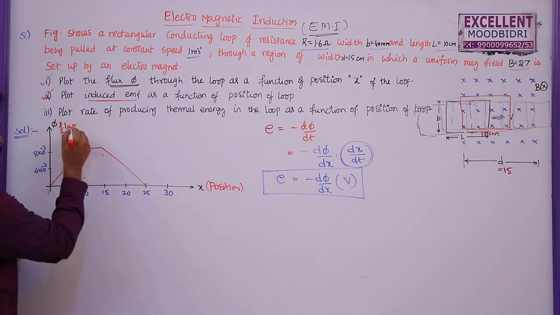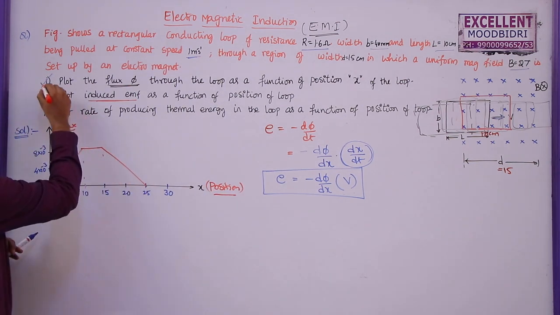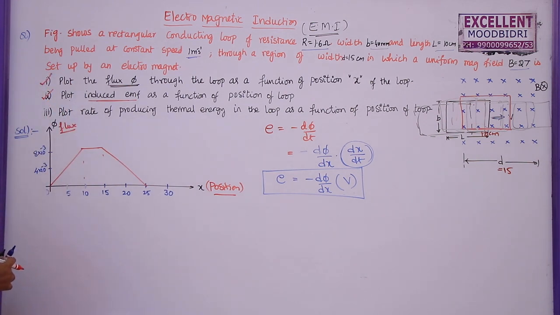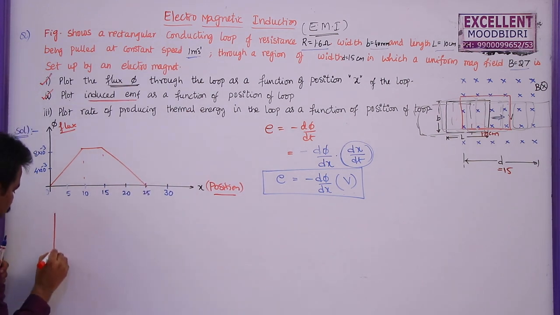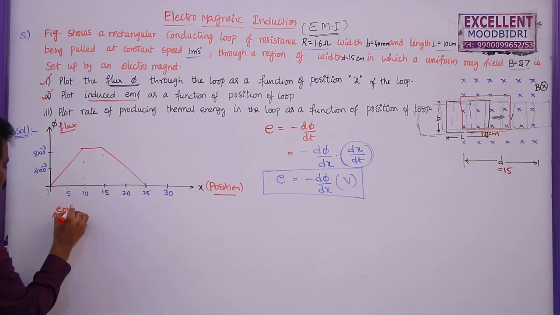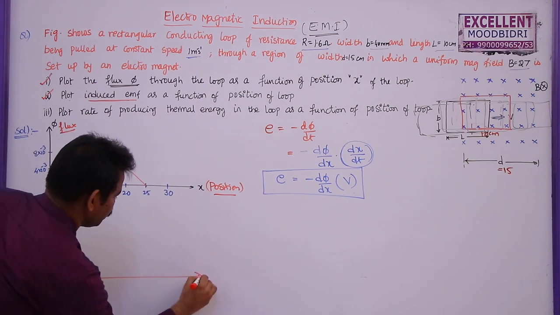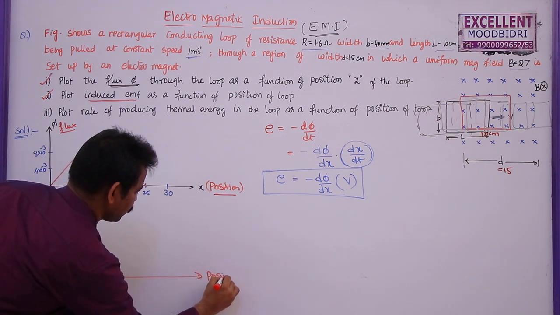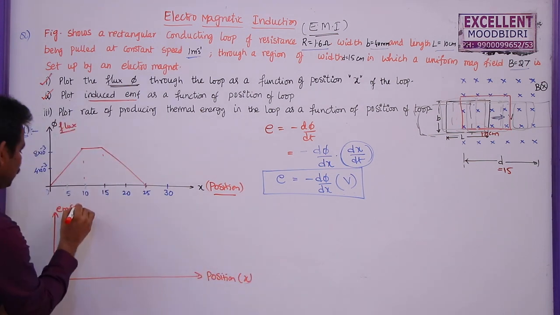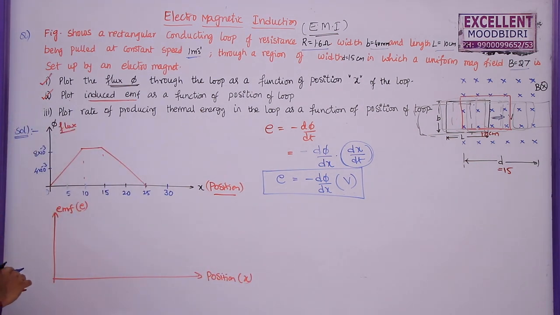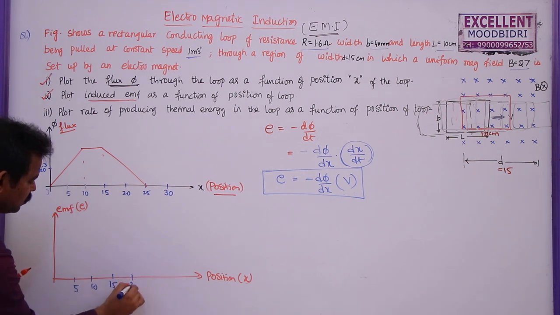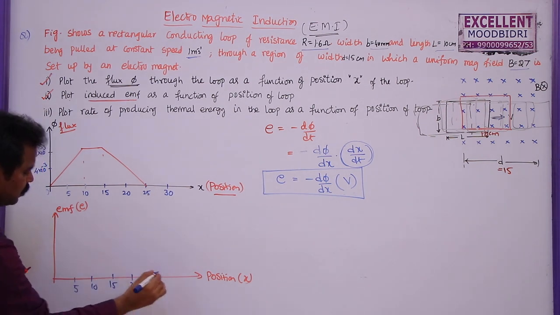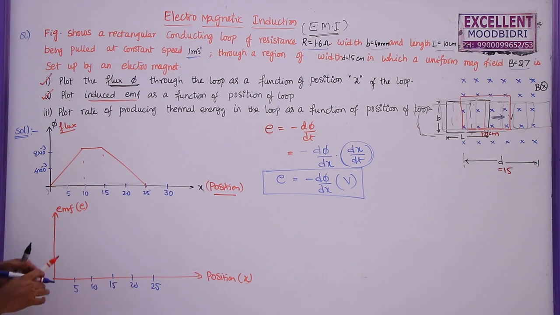Now this is the flux-position graph which we got in the first part of this problem. Now I want to draw the EMF and the position. So this is the EMF here, which is measured in volts. This is the position graph, position x, EMF E. Here also I am going to take the same positions, 5, 10, 15, 20, 25. What is the EMF here?